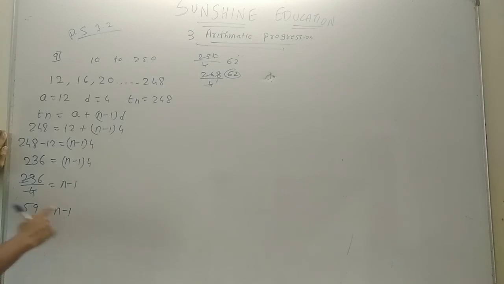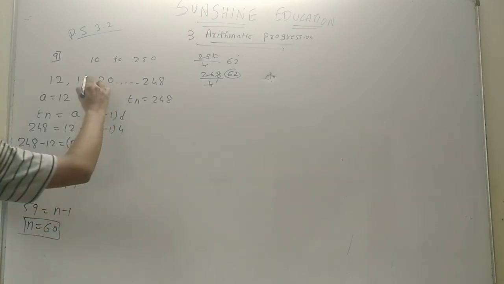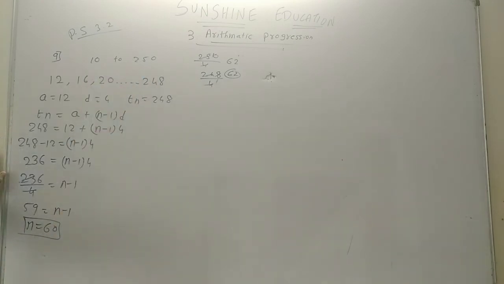Minus 1 will come here and get added. 59 plus 1. So n is equal to 60. So we can say that n is 60. Therefore, how many numbers are divisible by 4 between 10 to 250? So we can write 60 numbers are divisible by 4 between 10 to 250.